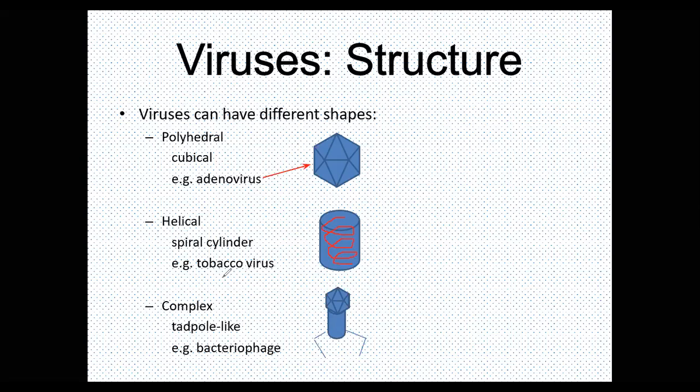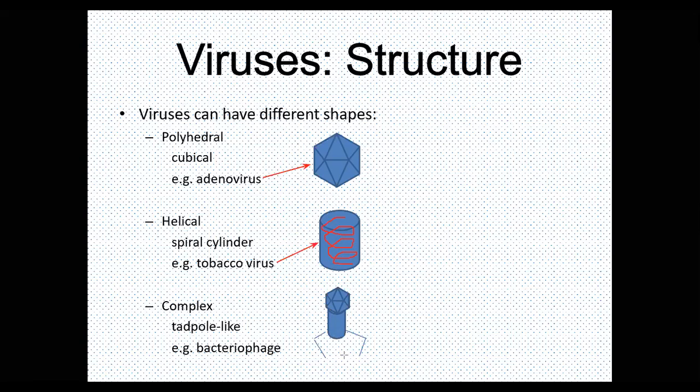Okay, and this is tobacco virus. Tobacco virus is cylinder shape. And another type of virus is the complex type, that is a combination of polyhedral and helical shape, like a tadpole. One is a big head and another a small tail.